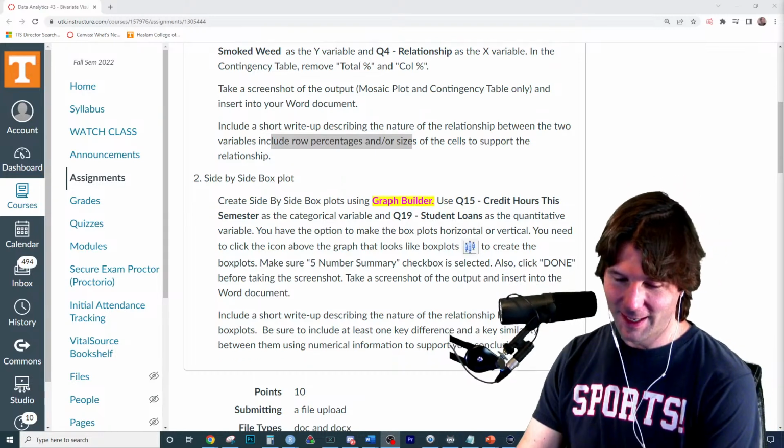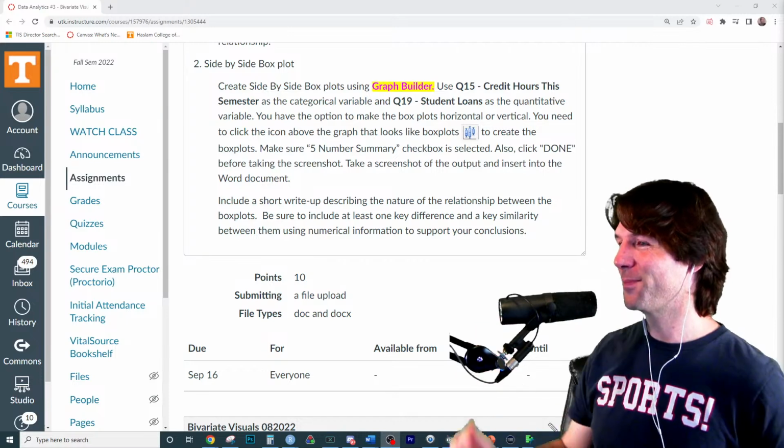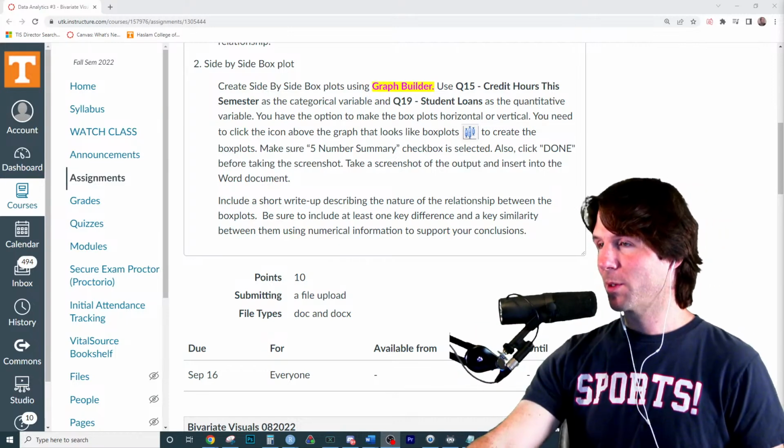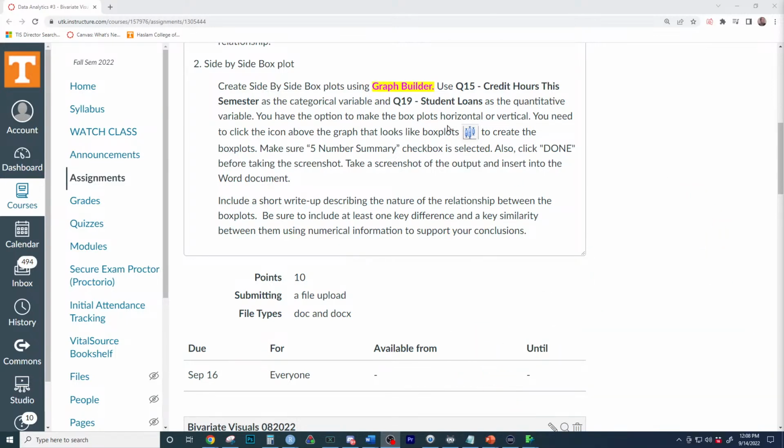So let's do this right here. With side-by-side box plots, we are going to be using a quantitative Y variable of interest and a categorical X. Your quantitative Y of interest is the credit hours this semester, where your categorical X is, does someone have student loans? You are going to include the 5-number summary, and you're going to do it via Graph Builder. You need to use the icon in the Graph Builder and include the 5-number summary. Make sure to click done. A lot of people don't do that. Take a screenshot of the output and insert into a Word document. Include a short write-up between this, including the key differences.